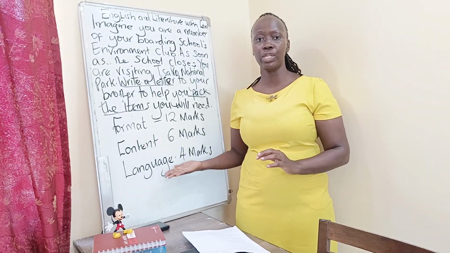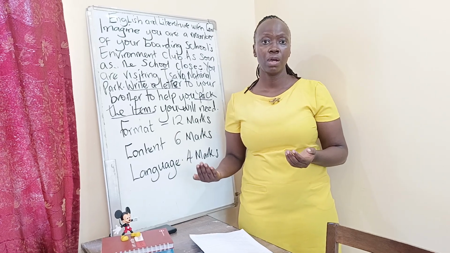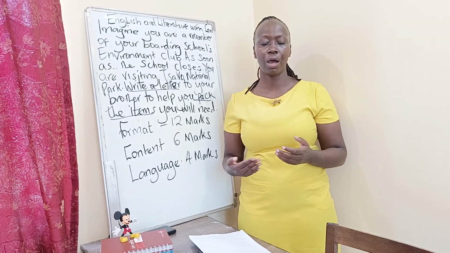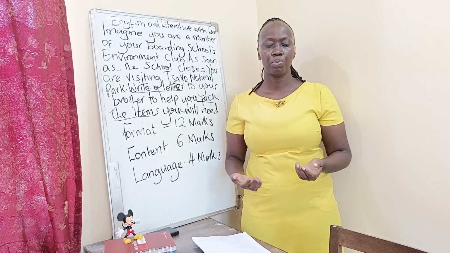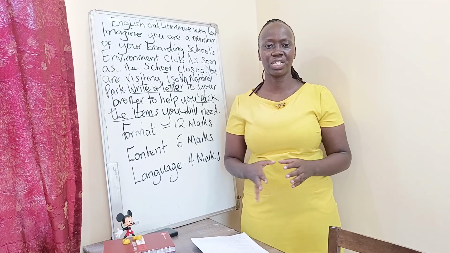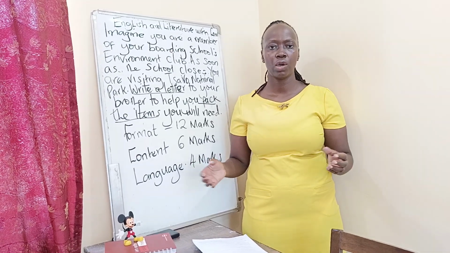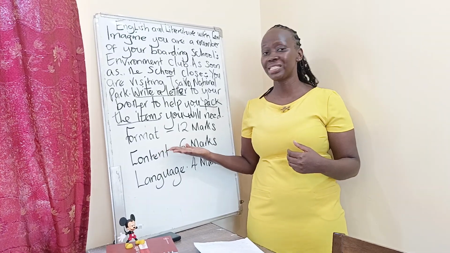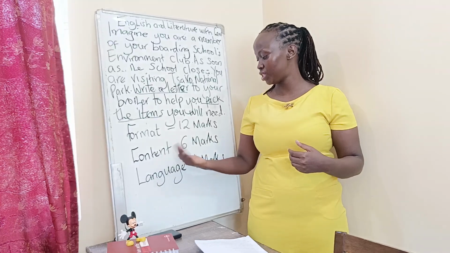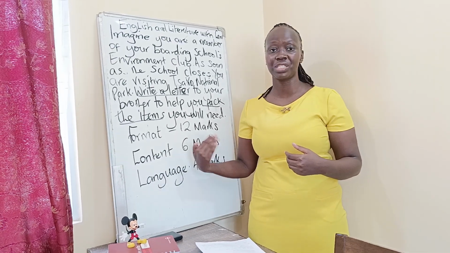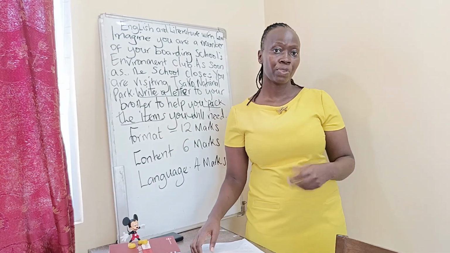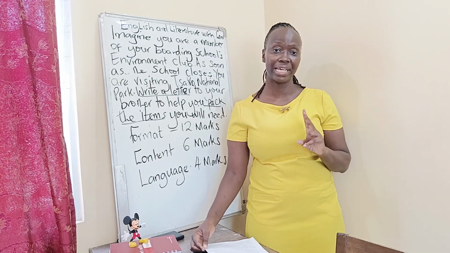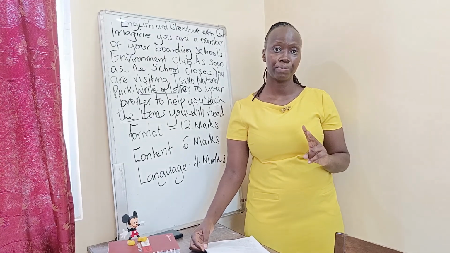I want to make it easy for you on how we award these marks, because I've realized that some students just start writing without that clarity in mind. So we will have the format that is 12 marks, the content that is 6 marks, and the language that is 4 marks. You will have to split these items. There will be 2 of them.